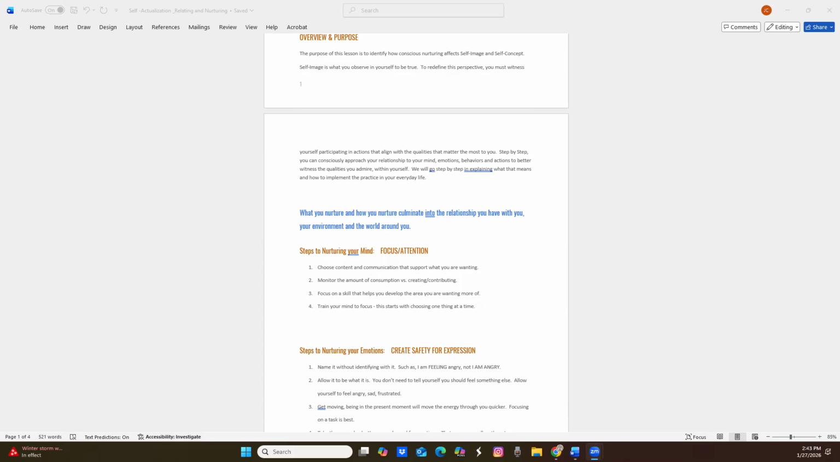So the next step is to monitor the amount of content you are consuming. If you spend a lot of time consuming content, then you need to also make sure that you are contributing in some way equally. Try to equalize it as much as you can. There needs to be a balance. When there's an imbalance of what we consume versus what we contribute, it begins to deplete self-esteem. And so keep that in mind.